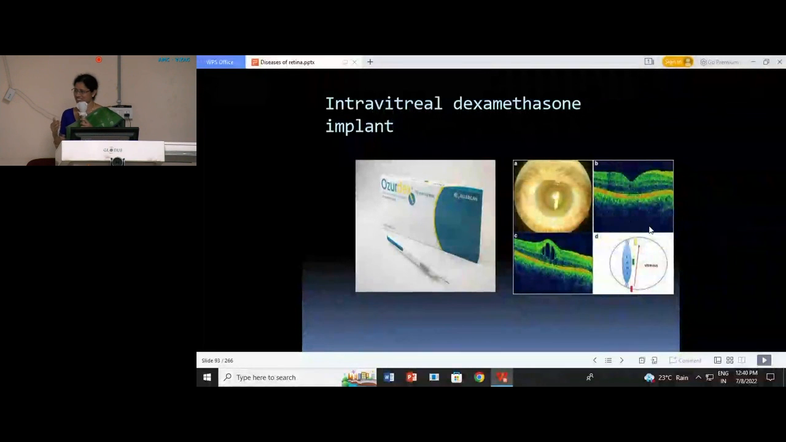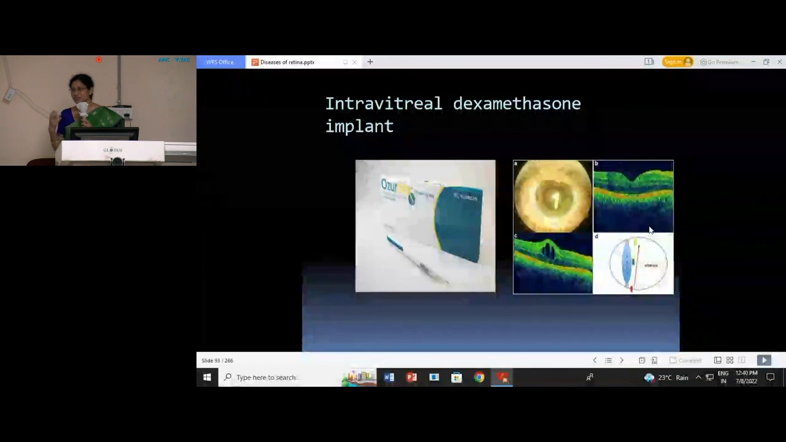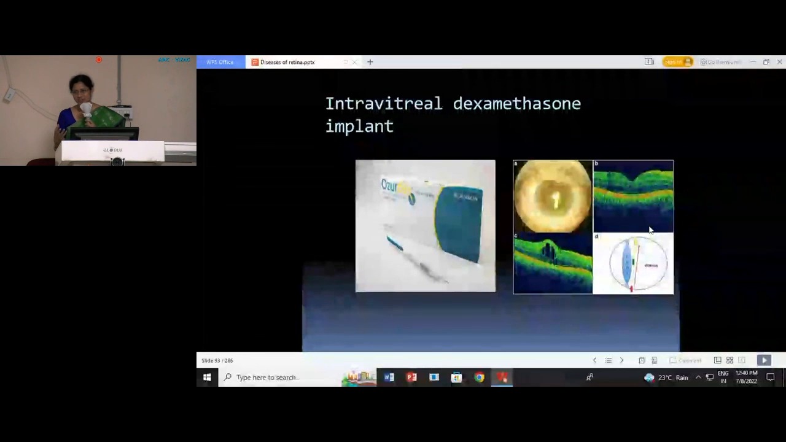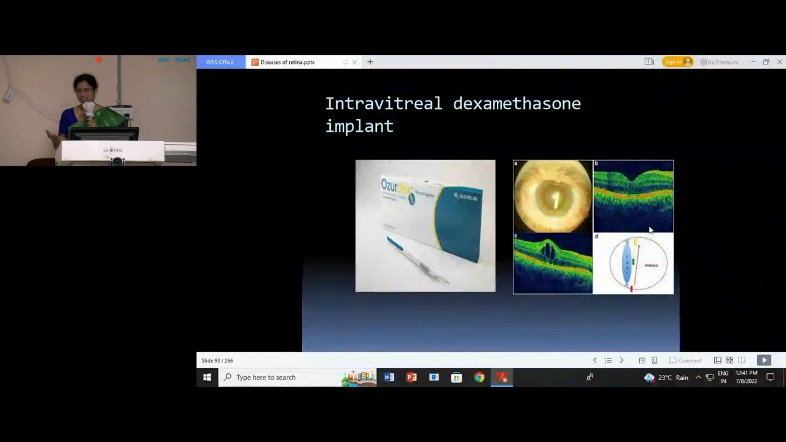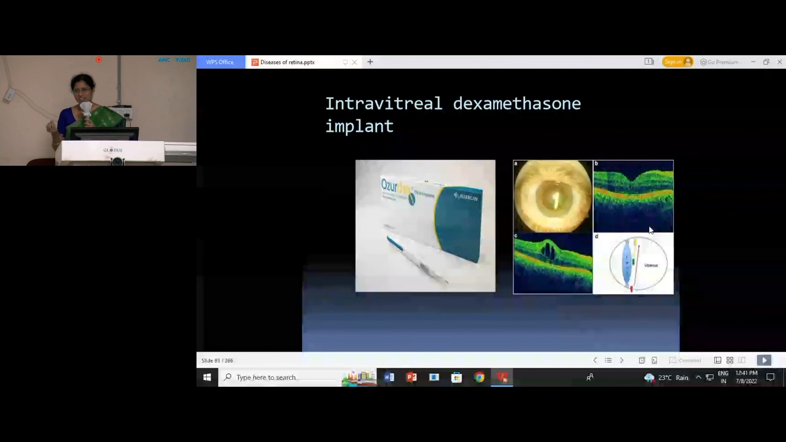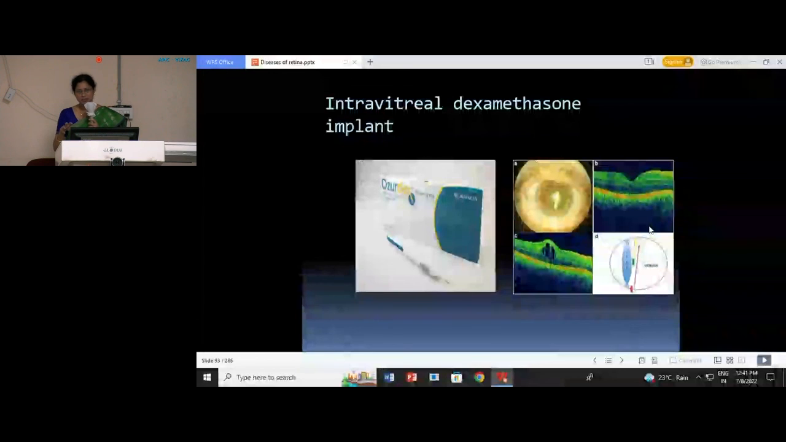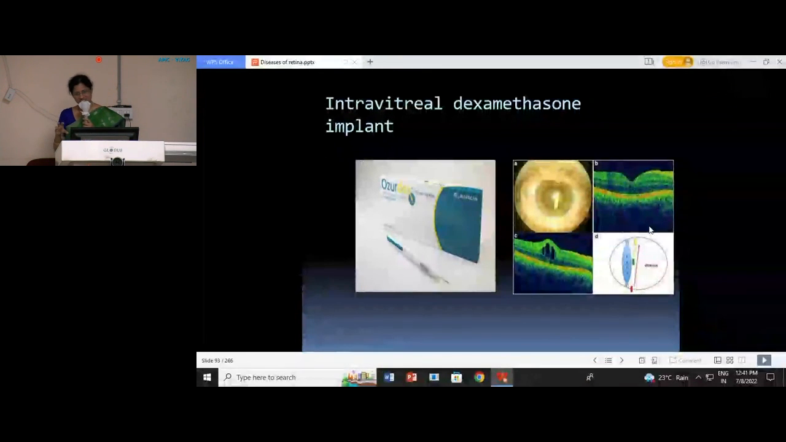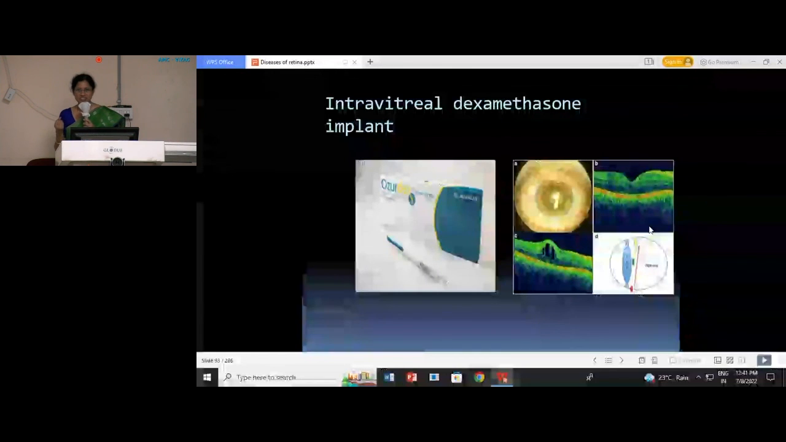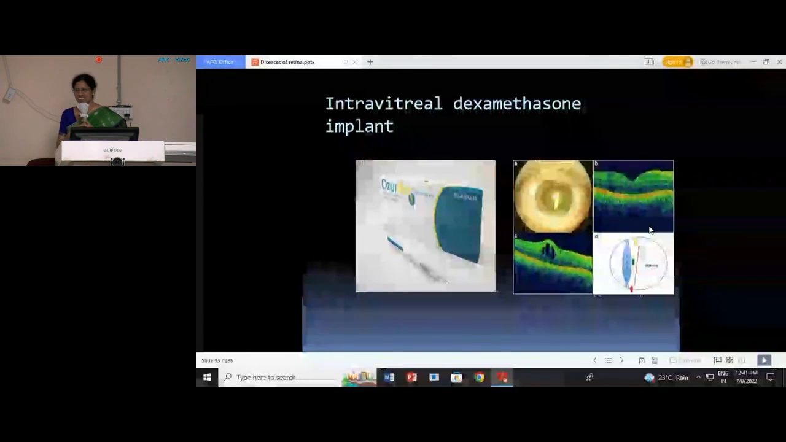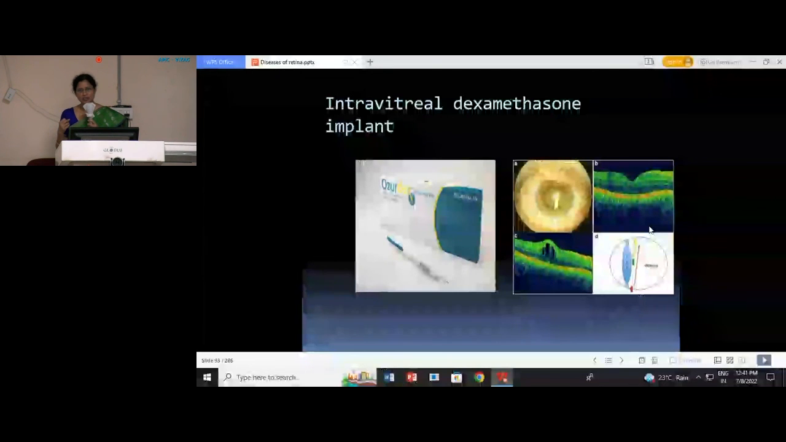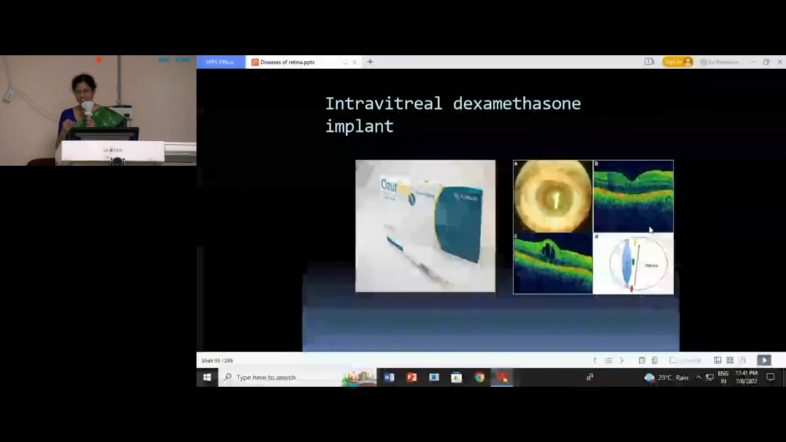And in advanced PDR, definitely surgery. Surgery we have seen is pars plana vitrectomy. If there is a non-resolving vitreous hemorrhage, definitely vitrectomy, and then endolaser photocoagulation should be done. If there is a tractional retinal detachment, pars plana vitrectomy, and all the membranes which are responsible for traction should be removed, and then endolaser.